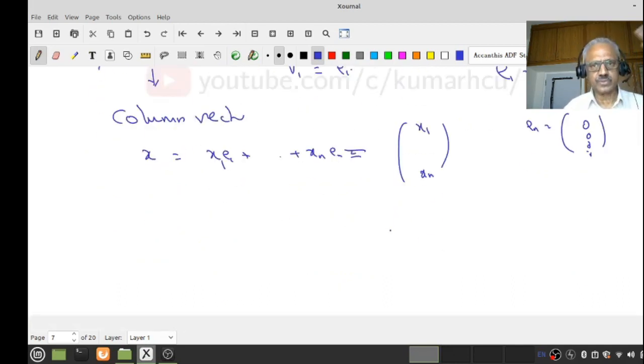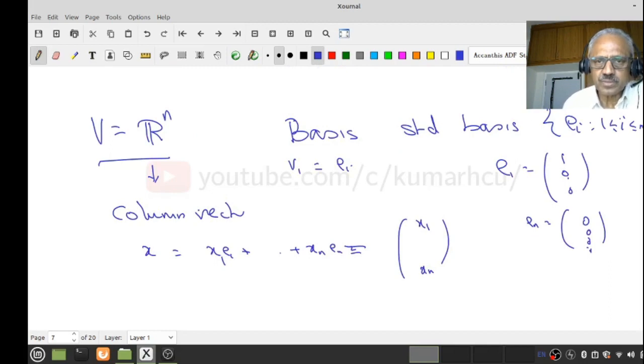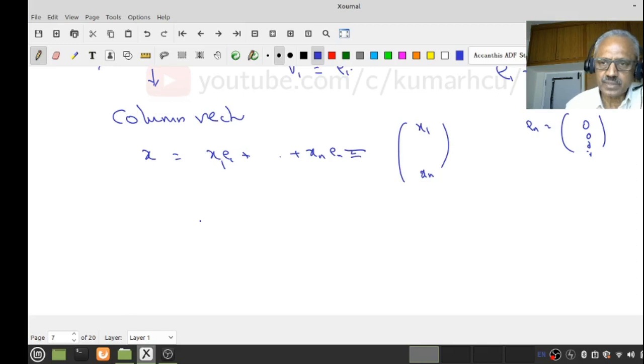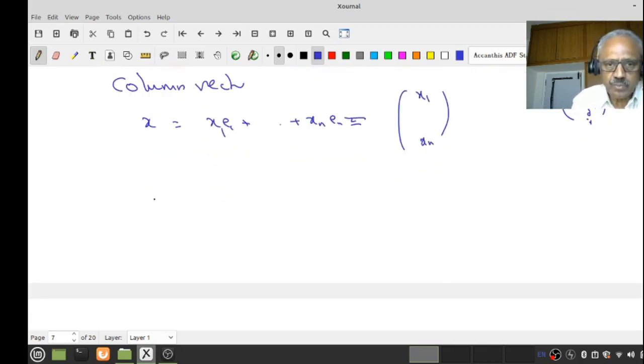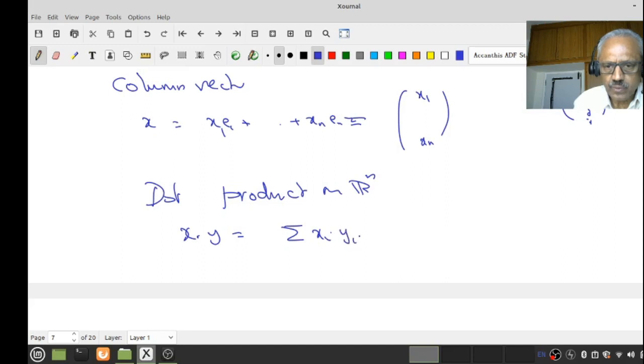Again, if you have seen all my earlier lectures on linear algebra, you should be very confident about these things. Instead of what algebra teachers usually do, writing as a row, I am writing as a column. Okay, good. Now suppose I already have a dot product on Rn. What is that? x dot y is equal to the summation of xi yi, i equal to 1 to n, right?